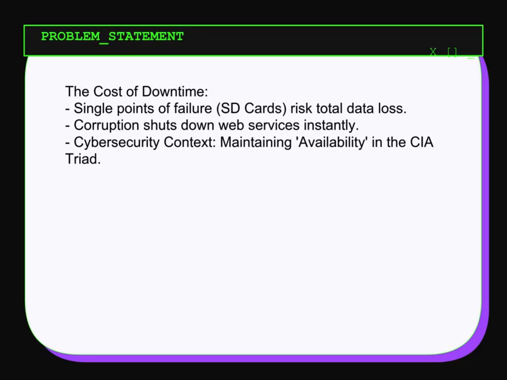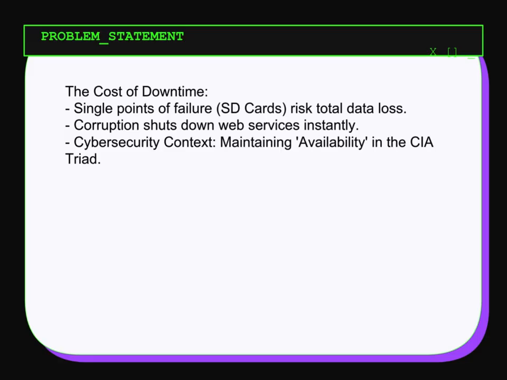The problem statement. The core issue that the project solves is downtime. Most Raspberry Pi based servers rely on a single SD card. This SD card becomes a single point of failure. If it corrupts, even slightly, the web server immediately goes offline and data is often lost completely. Similarly, without redundancy, any corruption inside the web directory instantly shuts down the site.